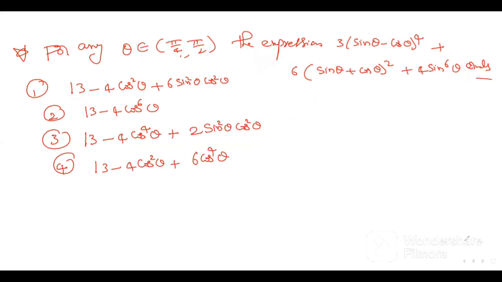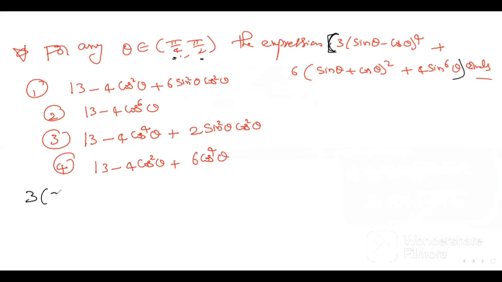Okay, now I am going to explain. Next question. For any theta belongs to (pi by 4, pi by 2), the expression is equal to... Four options are given. Okay, we should take the statement. What is the statement here?